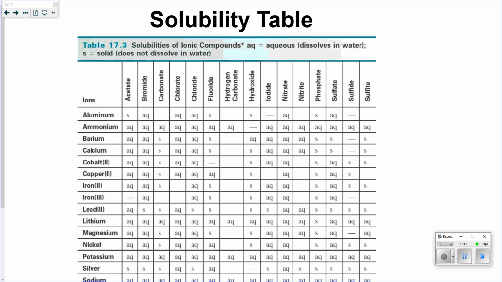Some students will even look at a few things like the nitrate column. Things that end in NO3 never create a precipitate.